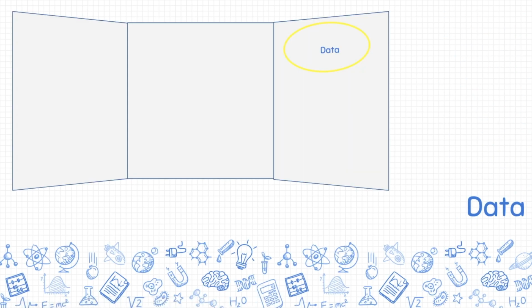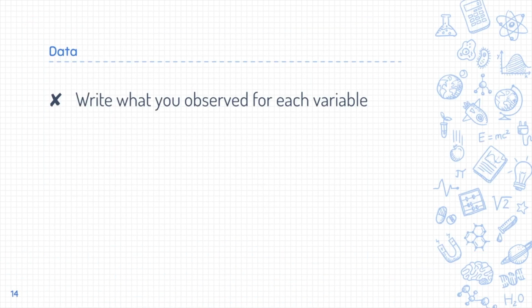Your data is going to go in the top right part of the board. Your data is you're going to record what happened. So that can look like a chart, a table, you might have a graph, you might have pictures, you can have a combination of a few things. However you decide to record your data.